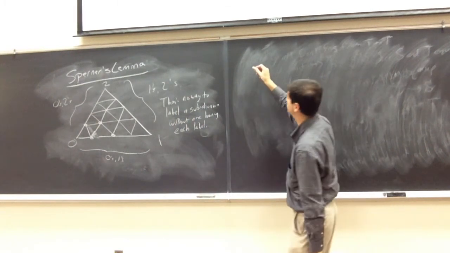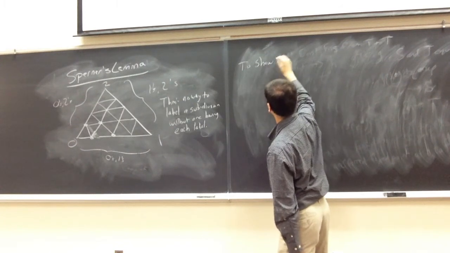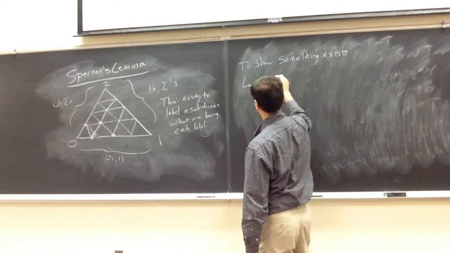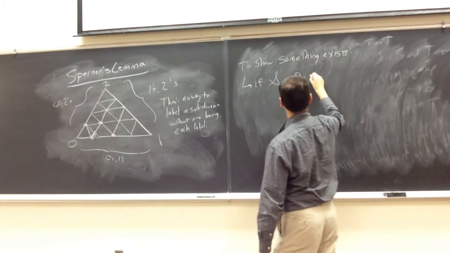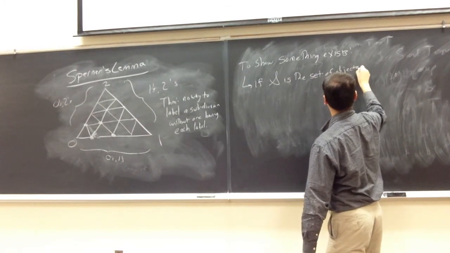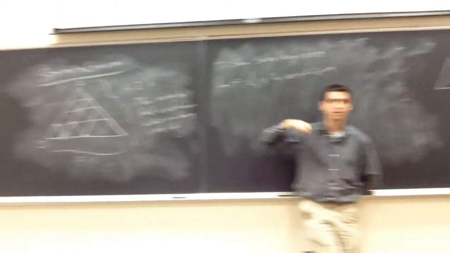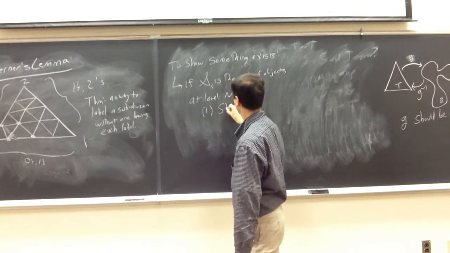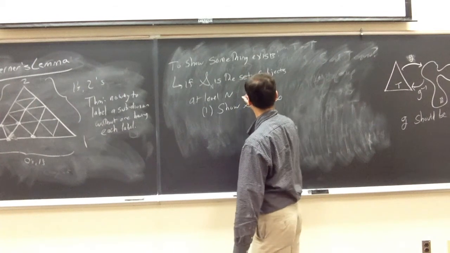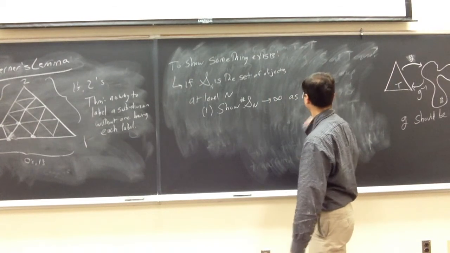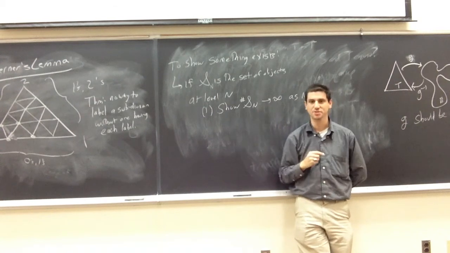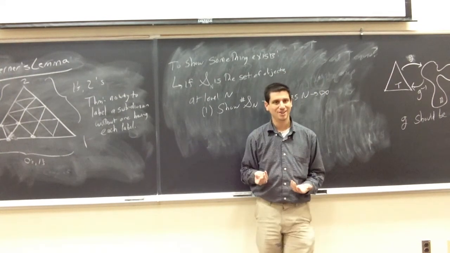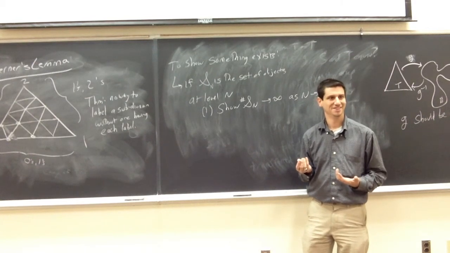And so we have two main proof strategies to show something exists. If S is the set of objects, I'm going to put some kind of parameter here, n. It's going to be at level n. Then one possibility is to show that the size of Sn goes to infinity as n goes to infinity. Well, if we can do that, does that imply that there has to be something in Sn? Do we all agree that if we can show that the size of the set goes to infinity, the set must be non-empty? Right? This is overkill.